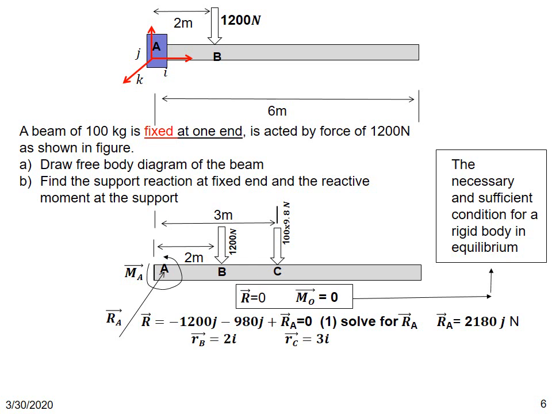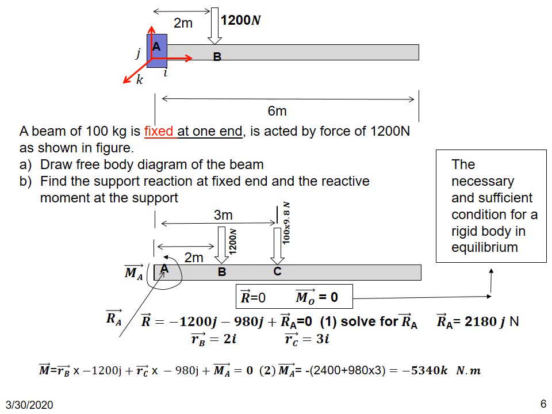Now we have forces acting at B and C. We need to find the moment of these forces about A. In order to do that, let us write the position vector of point B, which is rB, equal to 2i, and then rC is 3i.